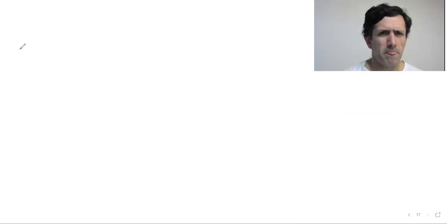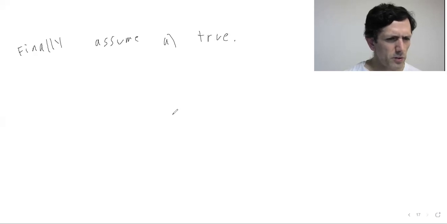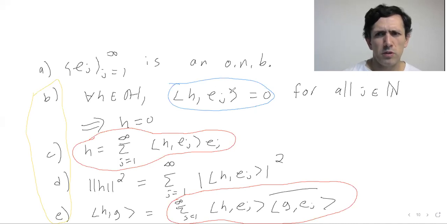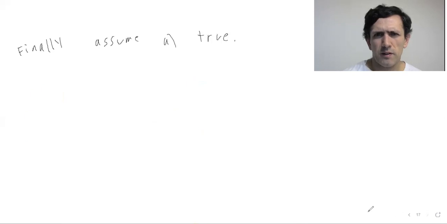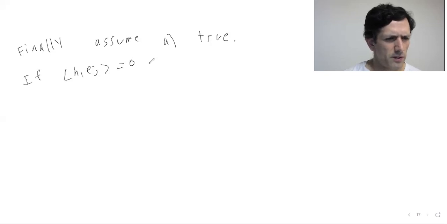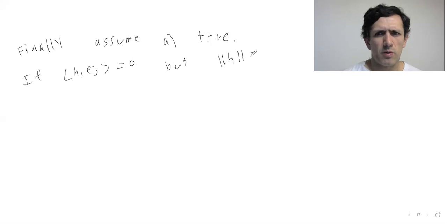So let's assume A is true. Again, what do we want to prove? We want to prove B. We want to prove that if this inner product, circled in blue, is 0 for all j, then h is 0. So if ⟨h, e_j⟩ equals 0, let's assume that h is not 0 in norm.